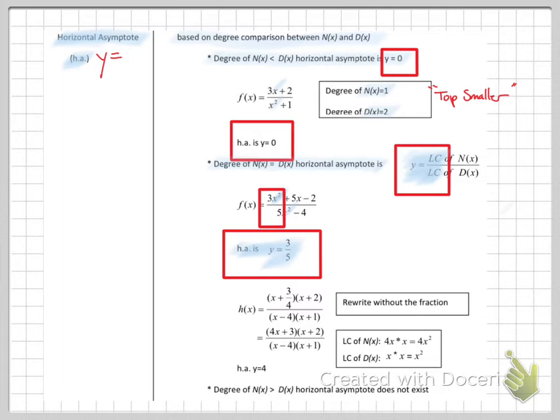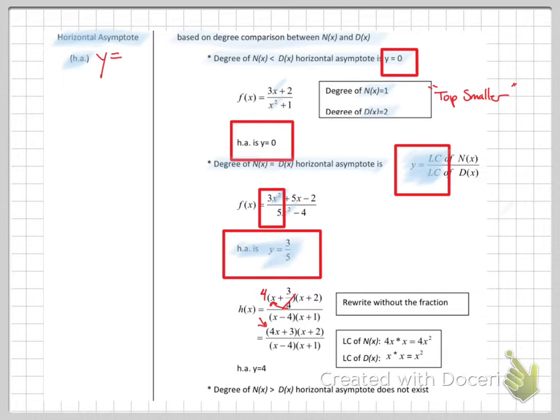Another example, we have factored form and with fractions. So the first thing that we did was we multiplied that 4 over to the x to get rid of the fraction. We multiplied this factor by 4, and that's where that comes from. Very rare that you will have fractions in your factors.